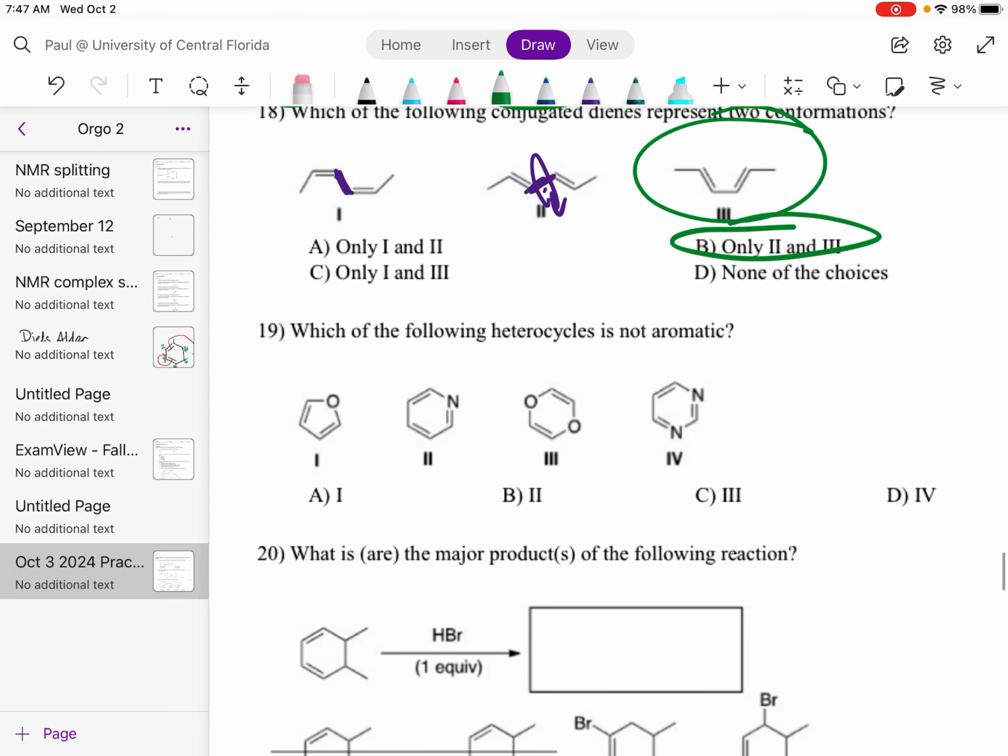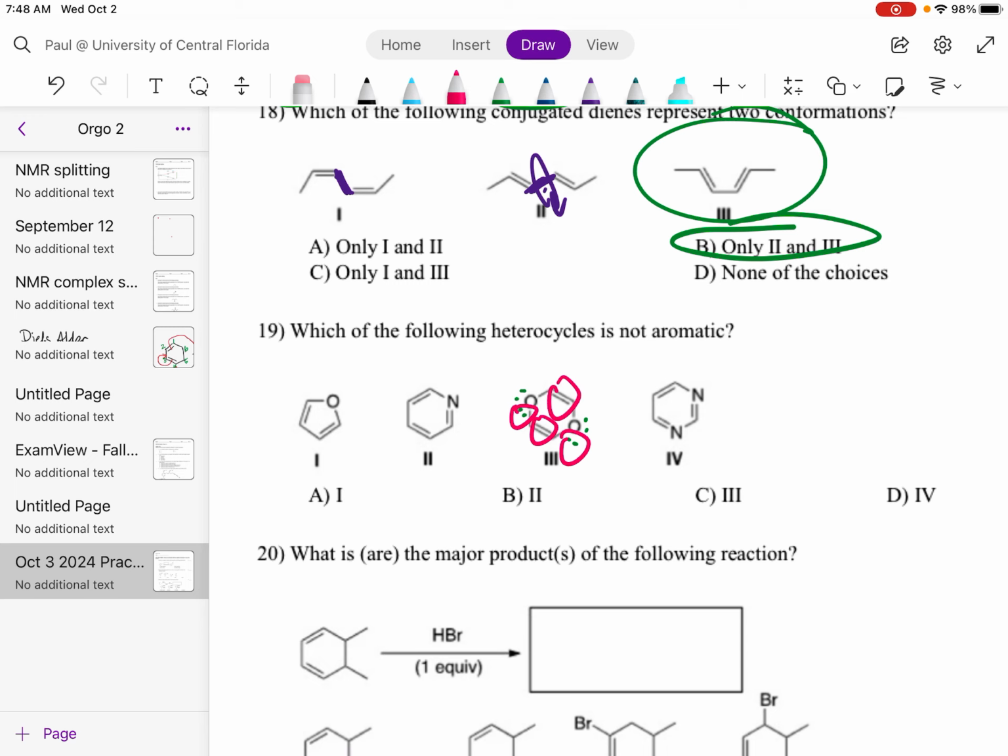Which of the following heterocycles is not aromatic? Well, when we look at this oxygen, dioxygen-containing species right there, how many pi electrons do we count? 2, 4, 6, 8. So that is anti-aromatic.